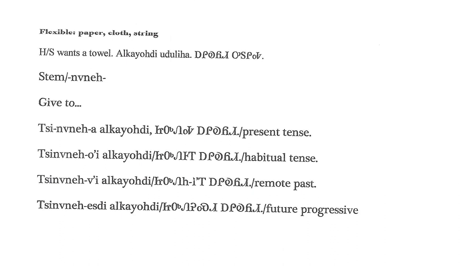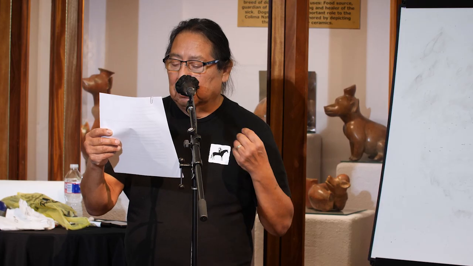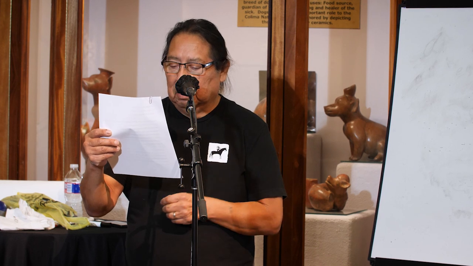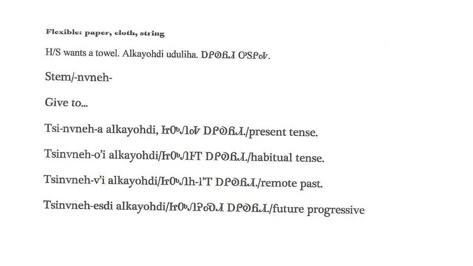Okay, cloth, like right here, example, he or she wants a towel. Al coyote, ooh, dooley, huh? That's what it's saying. Wants. And I got it written in syllabary also. Al coyote, ooh, dooley, huh? Okay, and your stem, first one, is a none.